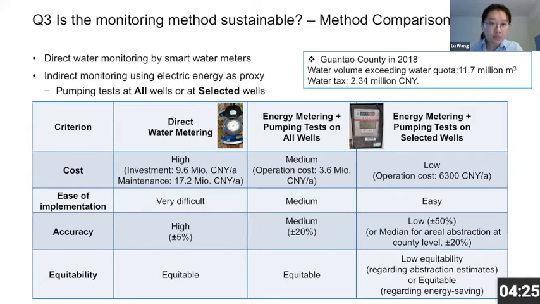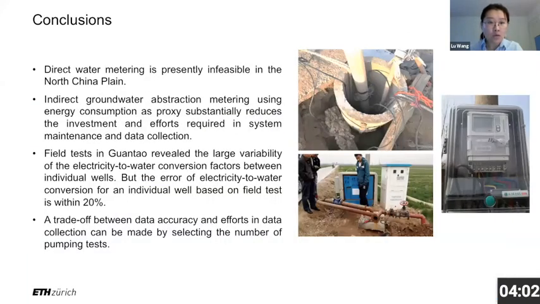Next, please. In practice, the water tax generated in 2018 is not sufficient to maintain a direct water metering system, but it is sufficient to cover the cost of a pumping test on more than half of Guantao's wells, which means at least 18 wells per village. Next, please. We conclude that direct water metering is presently infeasible in the North China Plain.